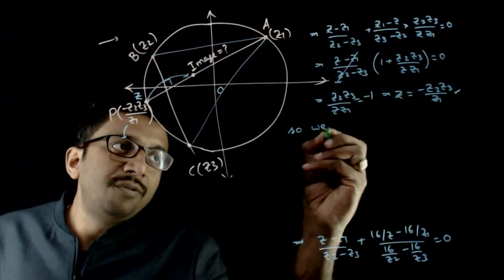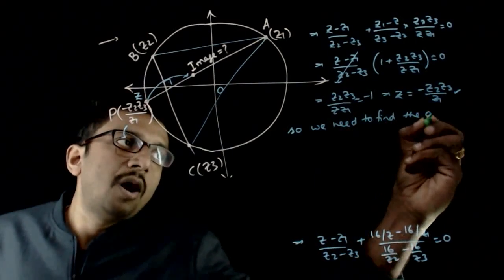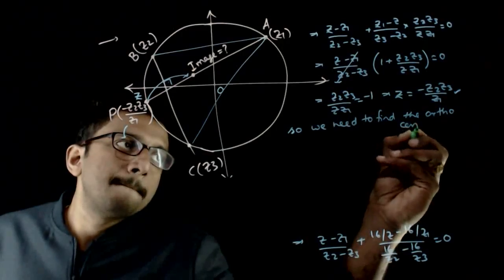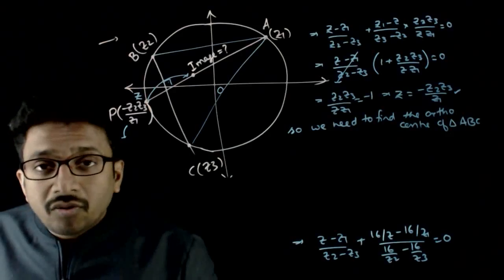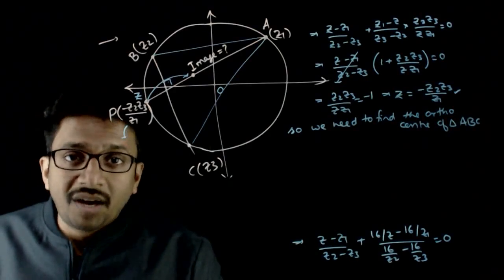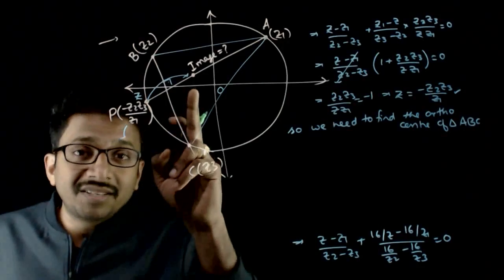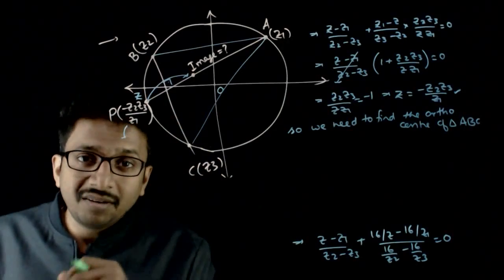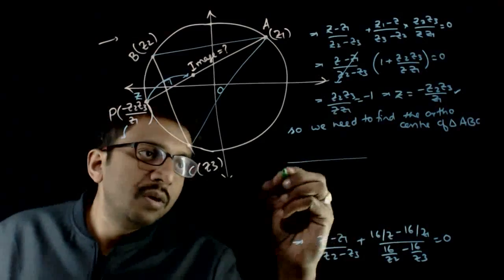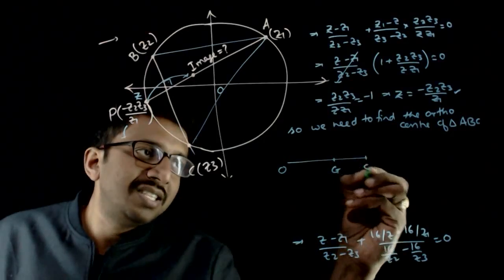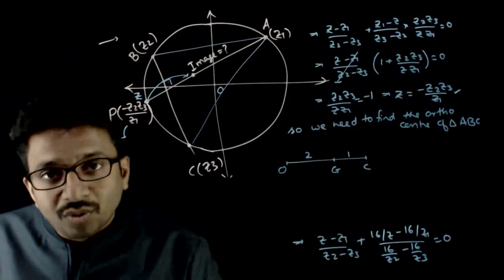So we need to find the orthocenter of triangle ABC. So how do you find the orthocenter? There is no particular formula for finding the orthocenter. So what I do is, I'll try to find the centroid and the circumcenter, and from the section formula I'll try to find the orthocenter. So we know that O, G, C, orthocenter, centroid and circumcenter, divide each other in the ratio 2:1.